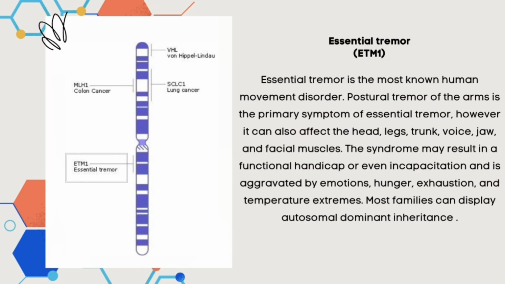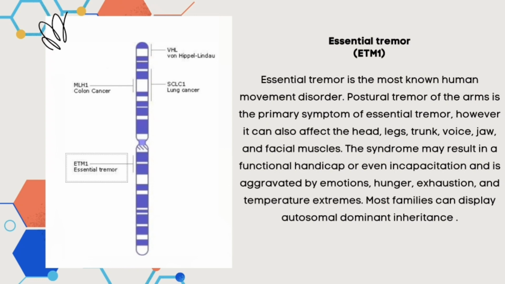Lastly, essential tremor, ETM1. Essential tremor is the most known human movement disorder. Postural tremor of the arms is the primary symptom of essential tremor. However, it can also affect the head, legs, trunk, voice, jaw, and facial muscles.